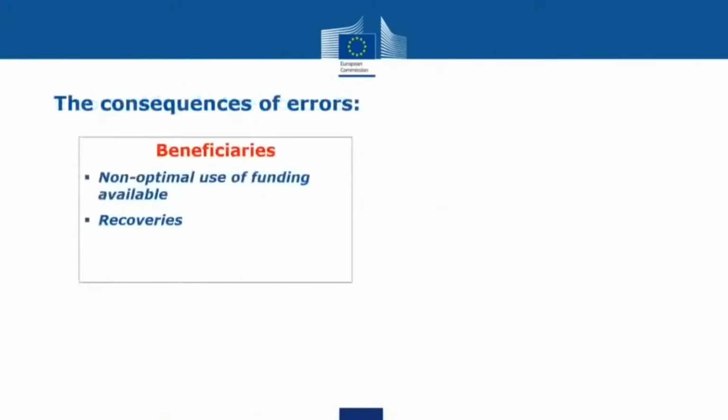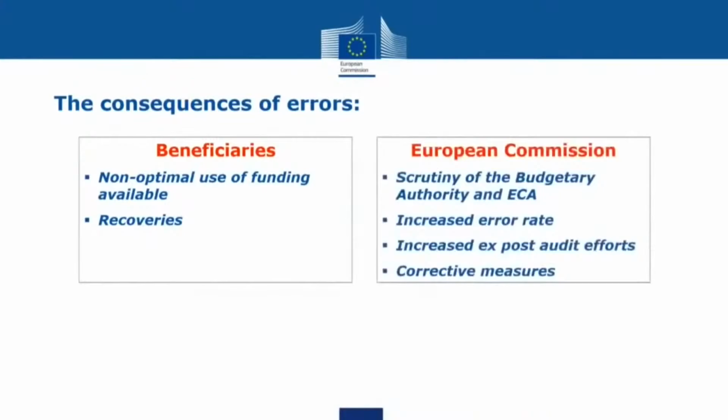The consequences of error are, of course, negative ones for beneficiaries. This can be the non-optimal use of funding available, and this may lead as well to recoveries, of course. Not only for beneficiaries, but for the European Commission services as well, the scrutiny that the European Court of Auditors can apply to the budgetary authority in charge of the Horizon 2020 actions.